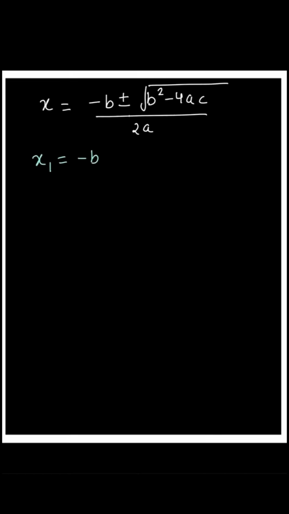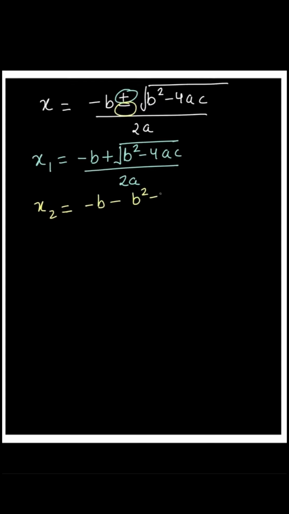We know that the quadratic equation has two roots, and they are x1 equals minus b plus square root of b squared minus 4ac divided by 2a, and x2 is equal to minus b minus square root of b squared minus 4ac divided by 2a.